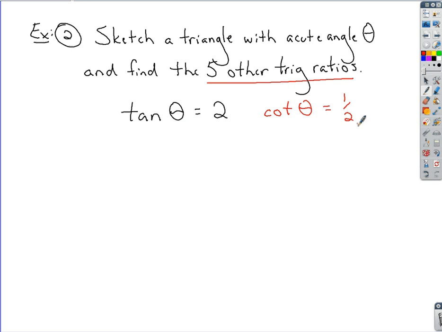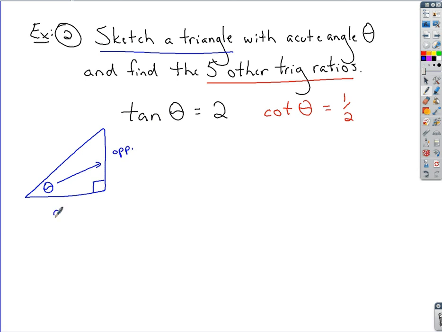We still haven't set up a triangle. And we'll need to do that to find the 4 remaining trig ratios. So I set up my right triangle. I throw in my theta for one of the acute angles, doesn't matter where. If I set it in this position, then this is going to be my opposite side, right? This is going to be my adjacent side. This is going to be my hypotenuse.